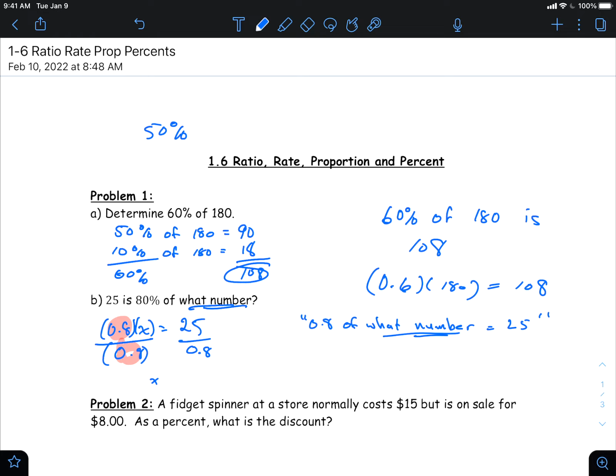X equals, and now you can type that in your calculator. 25 divided by 0.8. What's that number? This would be an okay one to type in your calculator. This is not an easy one. I tried doing this without a calculator. It was too hard. 31.25. Okay, that means 25 is 80% of 31.25. Okay, that's the missing number.